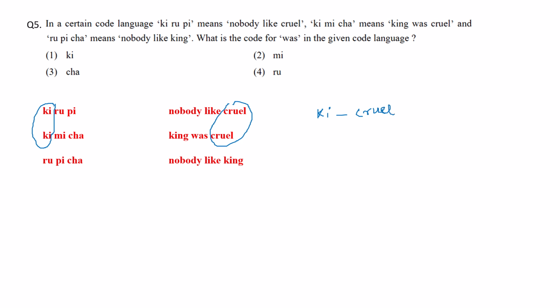And you have to make a note, you have to find the code for "was". Now let's find if something is common in the second and third ones. You can see CHA is common here and here, and king is common, isn't it? So from here I can write that the code for CHA is king. So what is left? Was, and here mi is left. It means the code for was is mi. So second is the correct option.